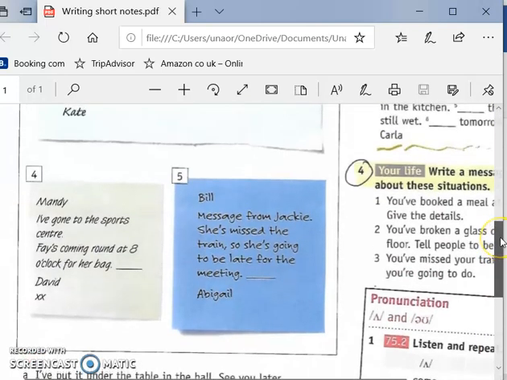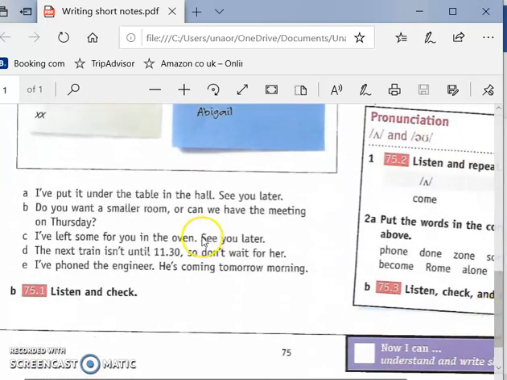Okay, and then that leaves just one more. Bill, message from Jackie. She's missed the train, so she's going to be late for the meeting. Something from Abigail. Okay, we only have one option left, and we know there's one that talks about a train. The option D here. The next train isn't until 11:30, so don't wait for her. Okay, so those are the answers to exercise 1A.